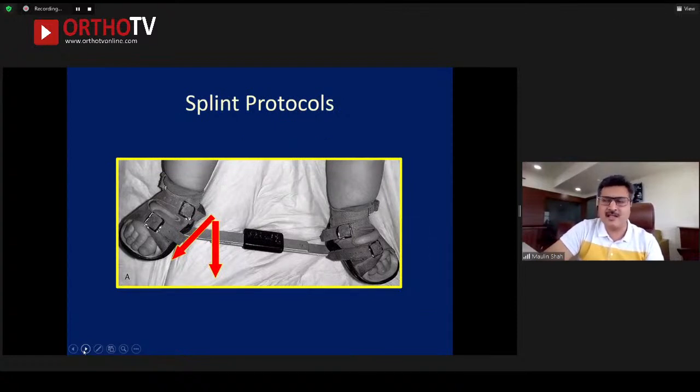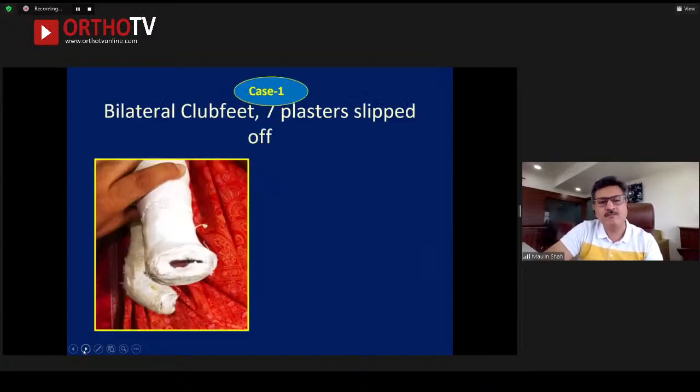In splint protocols, the external rotation, which we put at 60 degrees in typical Clubfoot, here we have to put only at 20 degrees in order to prevent forefoot abduction deformity.